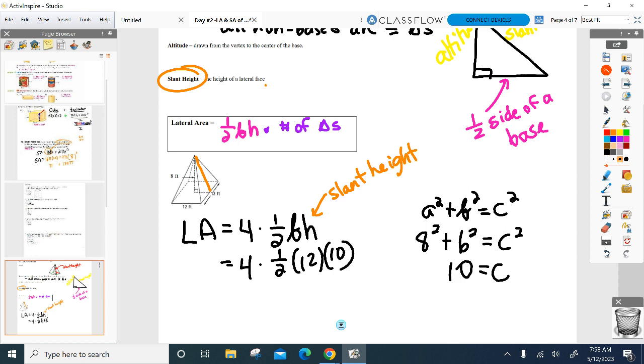There's your lateral area. It's number of triangles times 1/2 BH. What do we get there? 240. Any issues there? All right, now, what about the surface area?